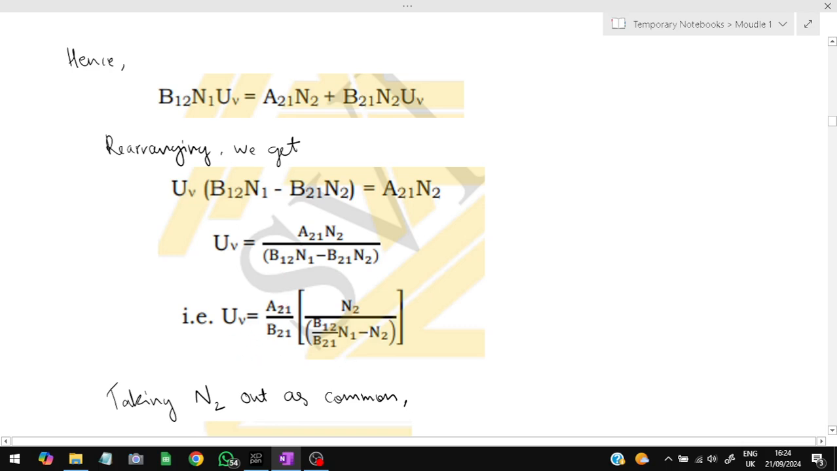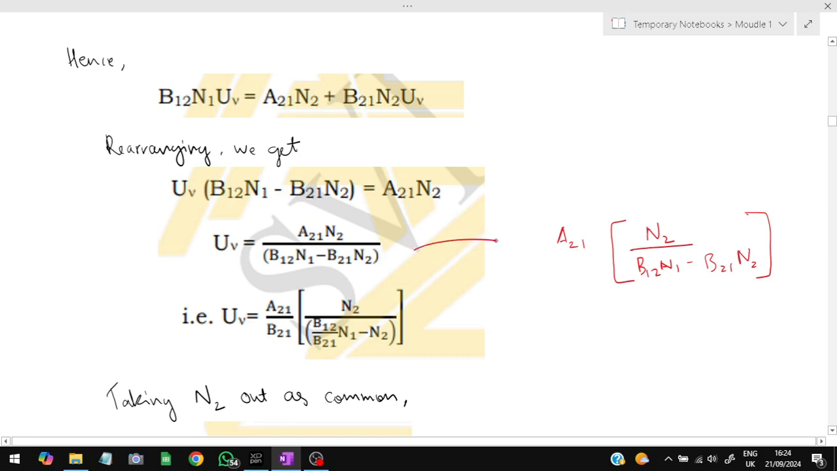Okay, so here what happened is, A21 and B21 is here. So we multiplied and divided by B21. The initial equation was this one, right? B12 N1 minus B21 N2. This was the initial equation, and we had A21 and 2. B21 was not there, right? So let me erase this one. This is the first equation which we had. This is equivalent to this, right?